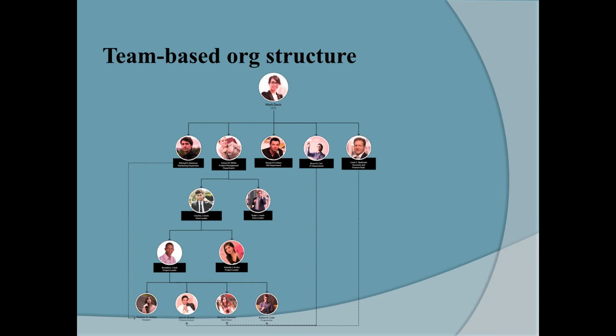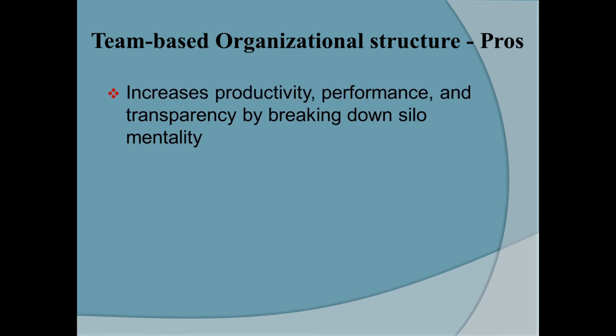So this is an example of the team-based organizational structure. So from the chief executive officer, the CEO has her team here to work on their individual tasks and at the same time be problem solvers and decision makers. So what would be the advantages of this team-based organizational structure?